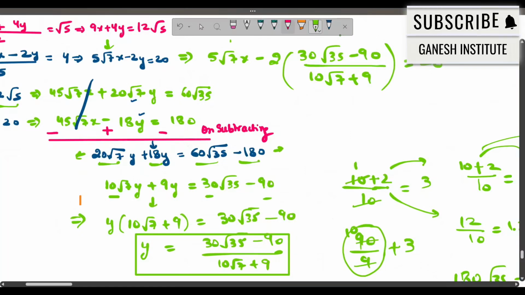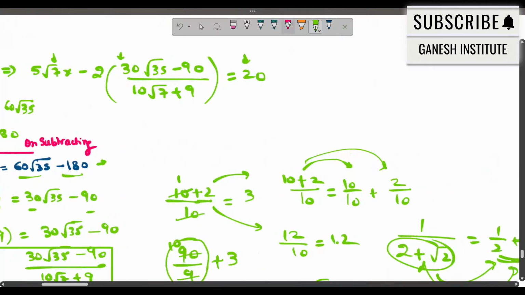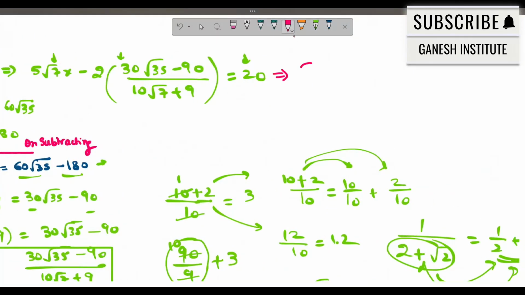Yep. This is here, 2y is here, and 20 is here. Now I'll slowly simplify it. 5 root 7x, let's keep it this way. Now distribute 20 over the parts. So tell me, first thing, just see this is distributing.